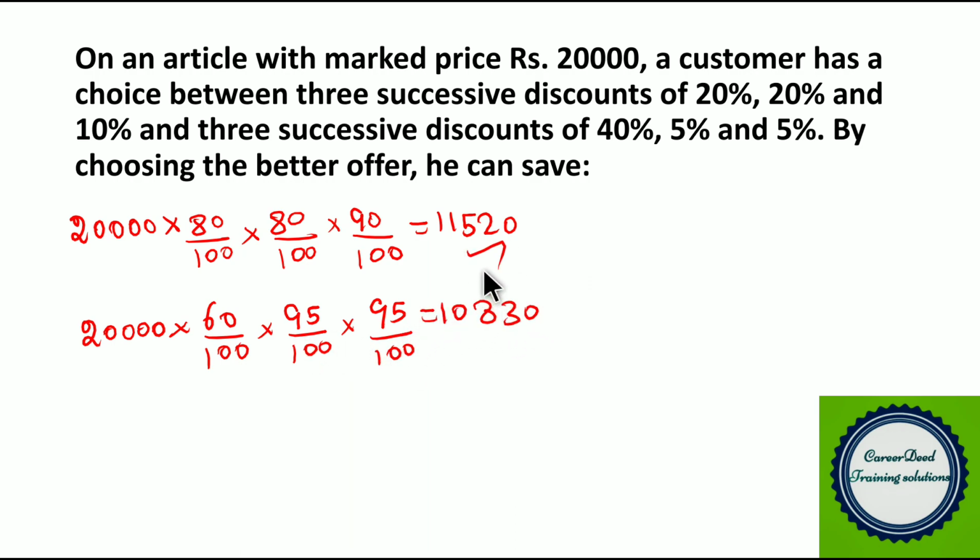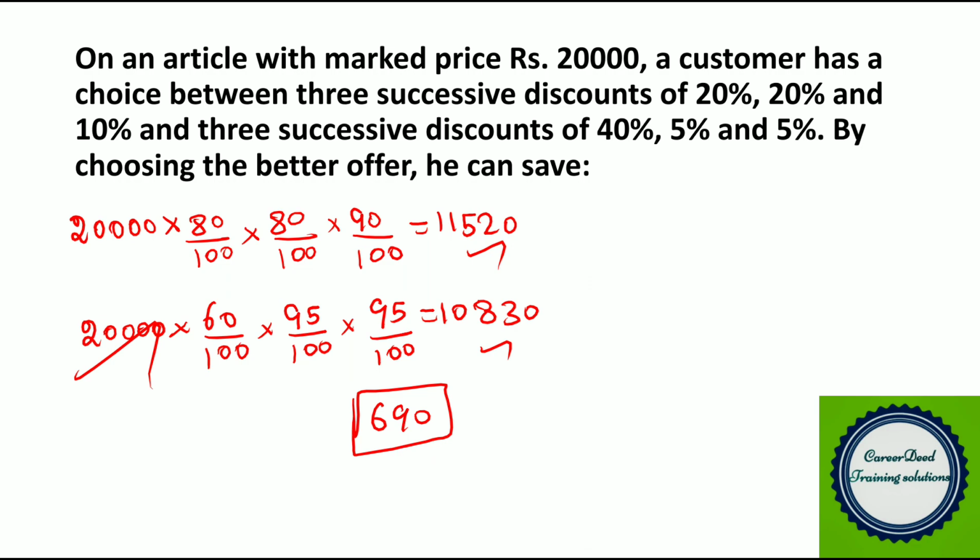See, in the first case he has to pay 11,520. In the second case he has to pay 10,830. So what is the difference? The difference is 690 rupees, right? So which is the best deal? Second one is the best deal. So in this deal he can save 690 rupees from the discount. So the answer for this question is 690.